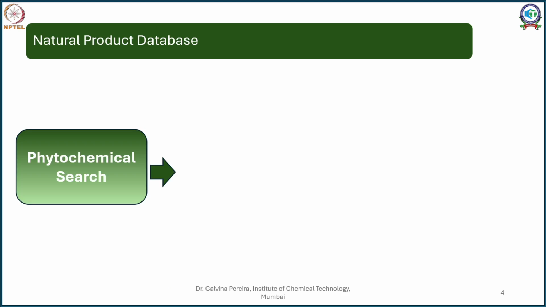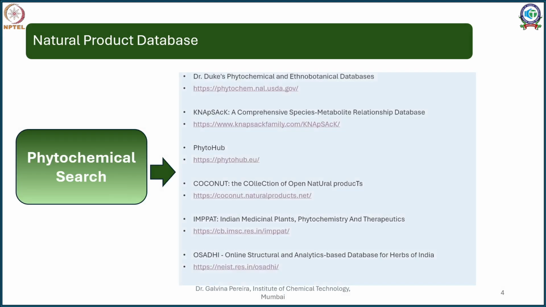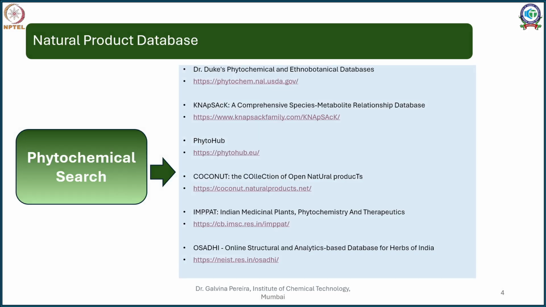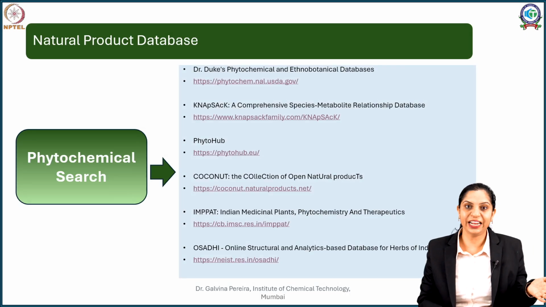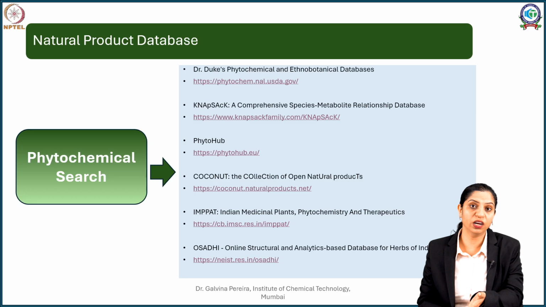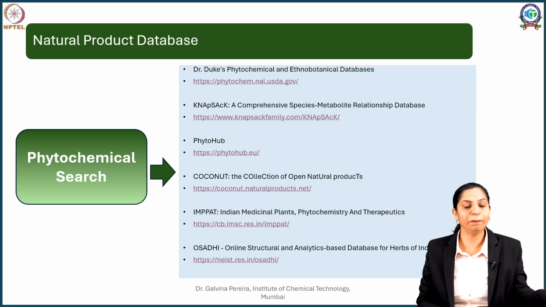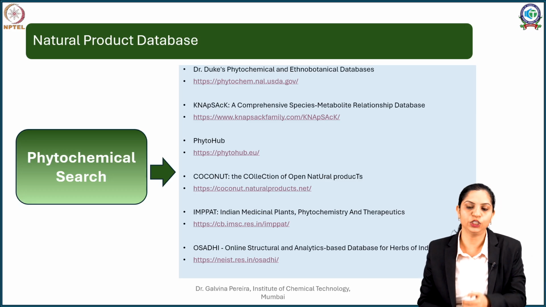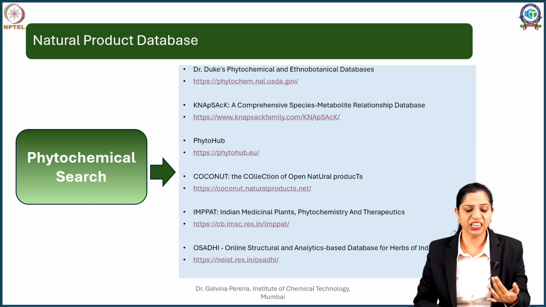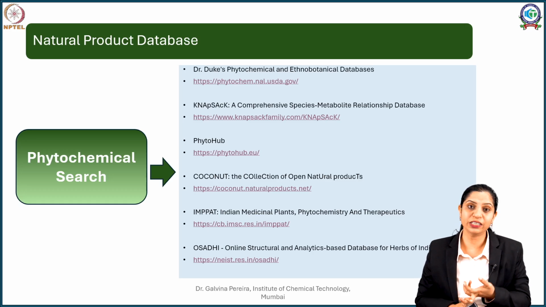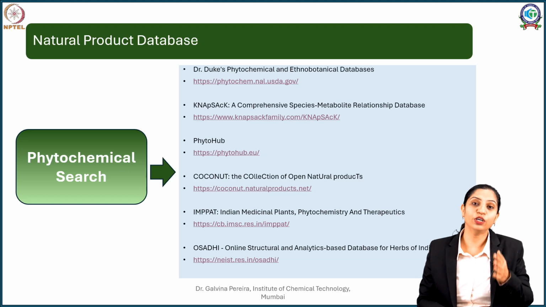Many a time it so happens that I have finalized my plant. Once I finalize my plant, how do I know what all phytoconstituents it contains? Many a time people resort to traditional techniques, like the quality control techniques we also saw. You will pick up that plant, say for example ashwagandha, and start analyzing: does it contain steroids, flavonoids, triterpenoids, and so on. But nowadays you need not go there.